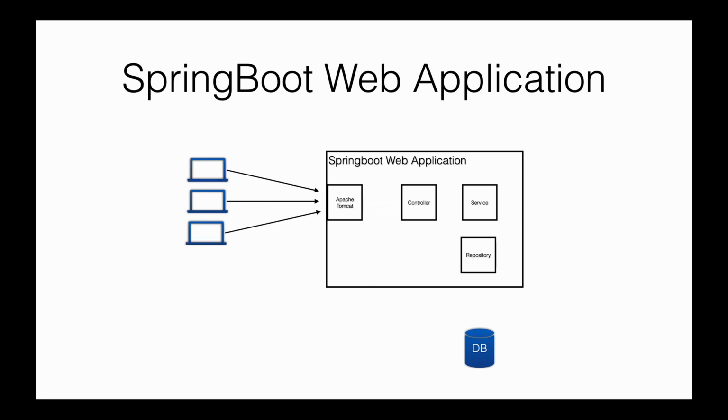Now let's consider a scenario where there are three clients. So we get three requests at the exact same time. Apache will create three different threads, one for each client. And then the flow goes as we just discussed for each of these clients. Now let's move on to the Webflux application.